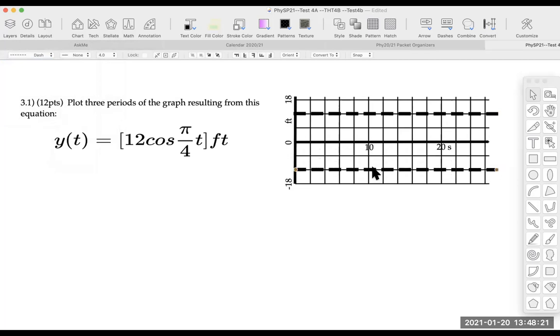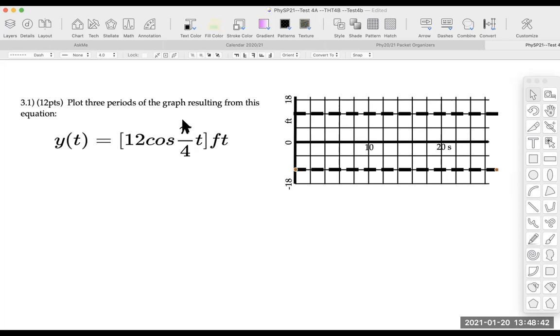Now tomorrow, hopefully the iPad works, but tomorrow we'll look at damping those envelopes. But this is an undamped oscillator. So these are my maximums, my maximum positive, my maximum negative. It tells me it's 12, so that's my limit. Then this tells me the period, right?